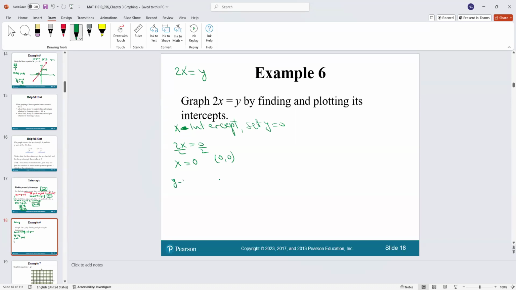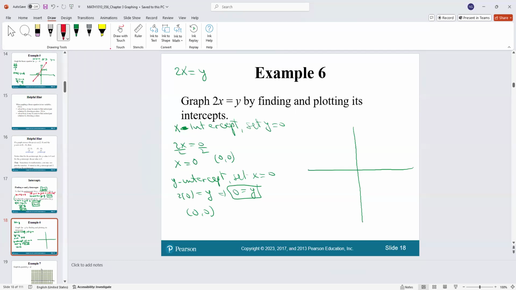And the y-intercept, what happened to find the y-intercept? Yes, you said x equal to 0. So 2 times 0 equal y. So 0 is equal to y. Again, you have that ordered pair, 0, 0. So even though they ask you to plot the intercepts, the problem here is not a graph yet because both intercepts are at the origin, 0, 0.